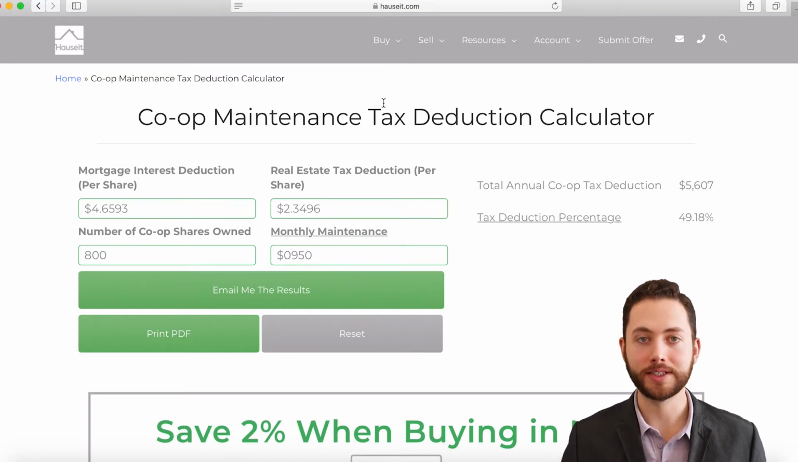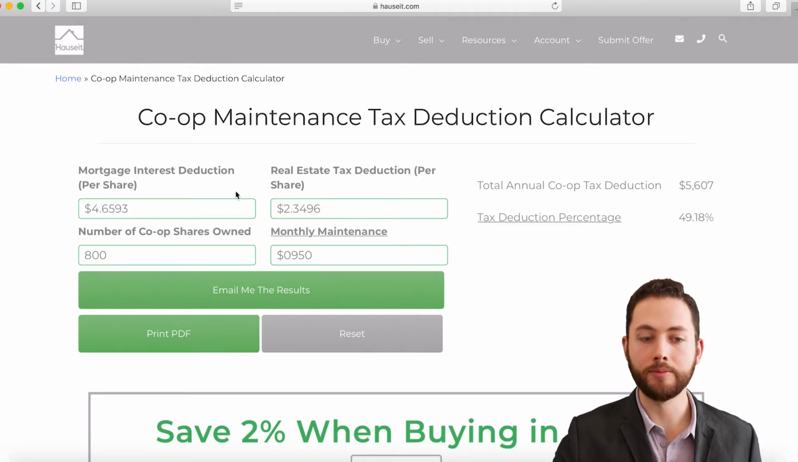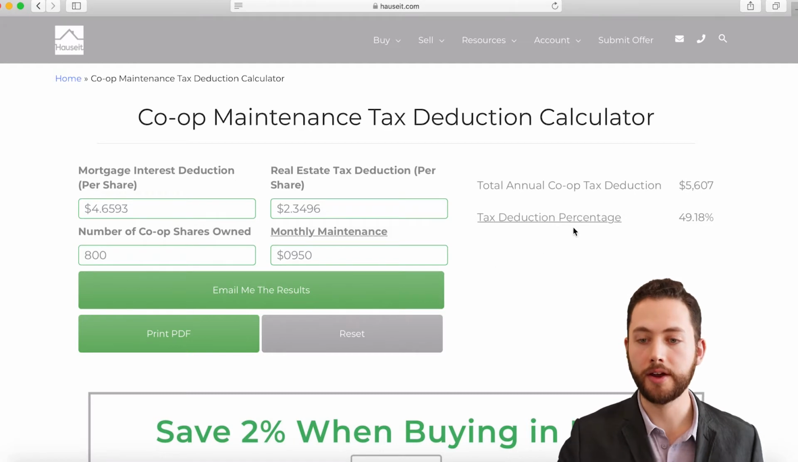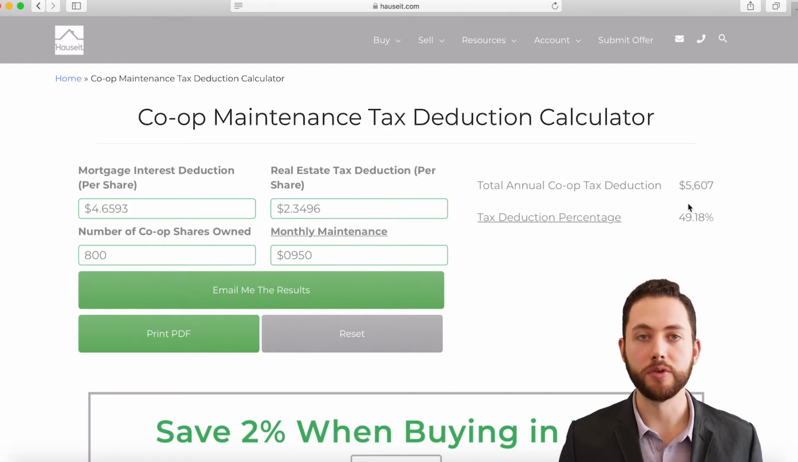We've already done a simple example here, and as you can see, the total co-op annual tax deduction amount is calculated by summing the per share amount of mortgage interest deduction with the per share amount of real estate tax deduction and multiplying that by the number of co-op shares owned. So it's a simple equation. We're basically multiplying three different items together, and that gives us the dollar amount on the top right, which is $5,607. So if you were filing your income taxes and you qualified for a deduction, you would input $5,607 into your tax return to take advantage of the deduction.